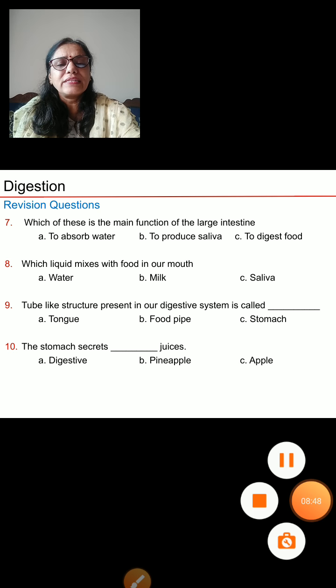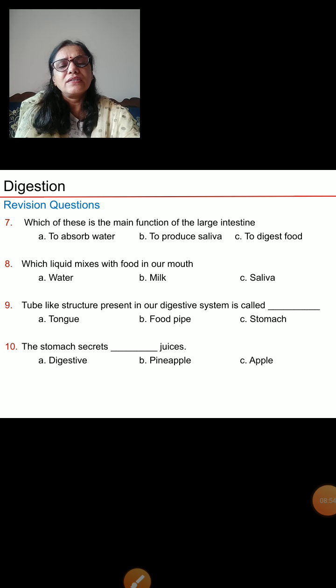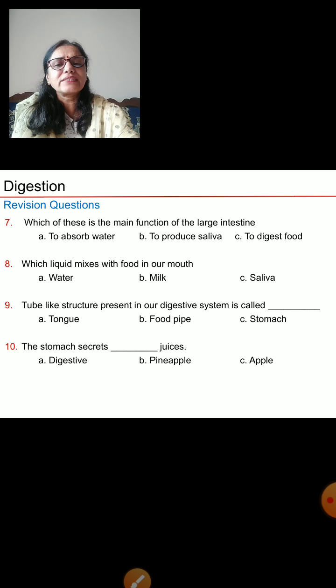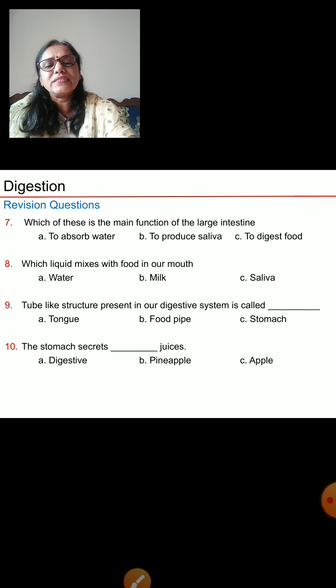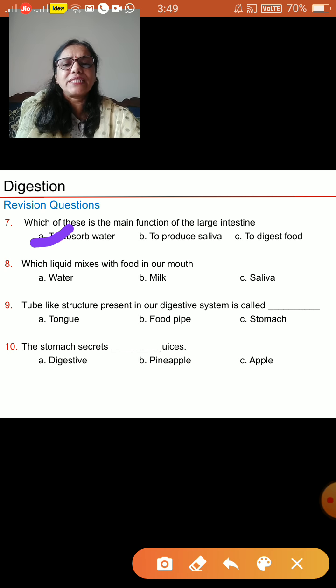So next is, which of these is the main function of the large intestine? Options are to absorb water, to produce saliva or to digest food. So the correct answer is to absorb water. So the correct option here is to absorb water that I am taking.